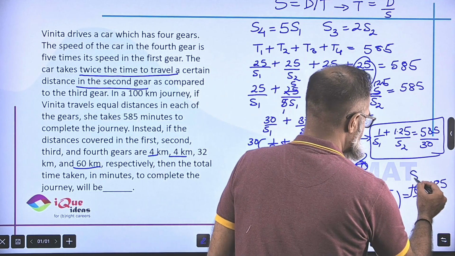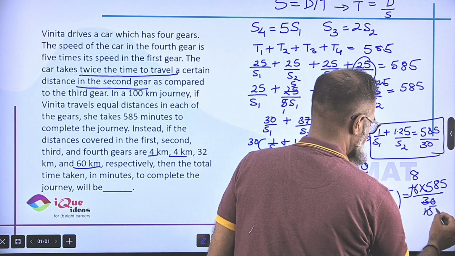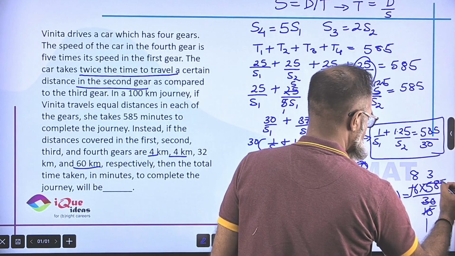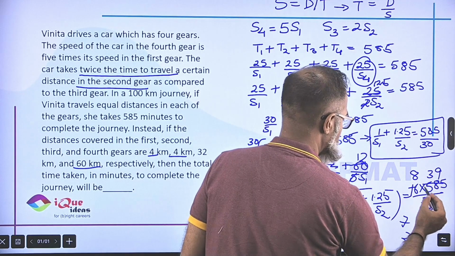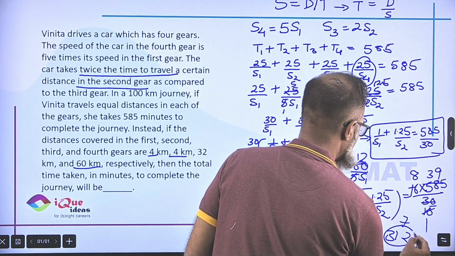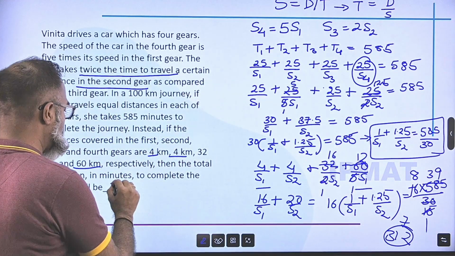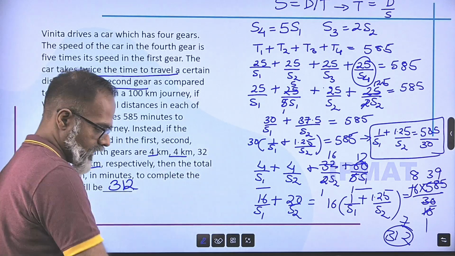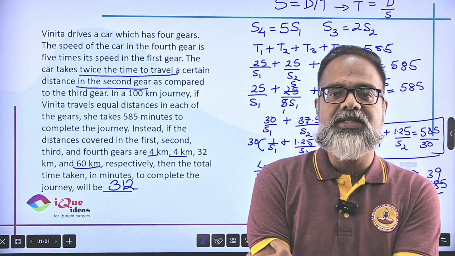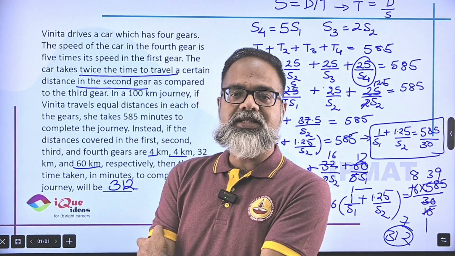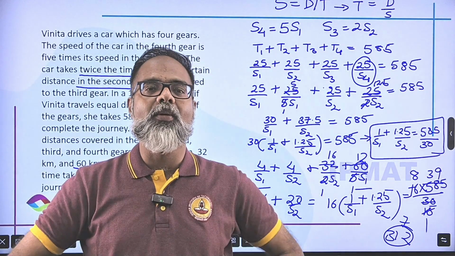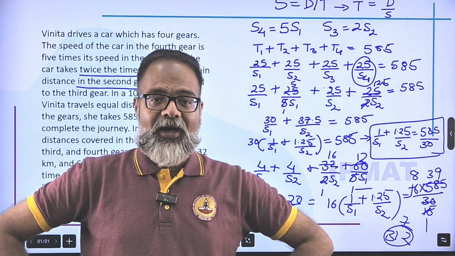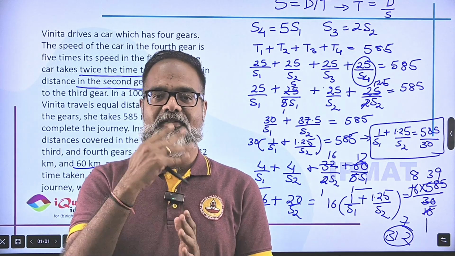So 2 8s are 16, 2 15s are 30, 15 1s are 15, 15 3s are 45, 15 9s are 135, 8 9s are 72, 7 8s are 56, 24, 31. So now I get that my journey should have taken 312 minutes because I kept 585 in minutes. So 312 is also in minutes. So it's a very long and involved problem, very typical problem. But step by step, if you solve it, definitely this is doable.